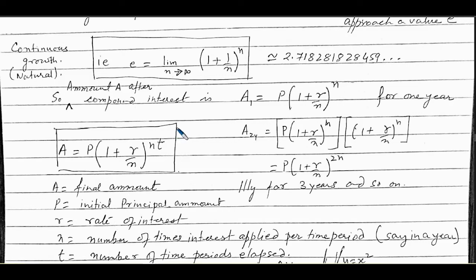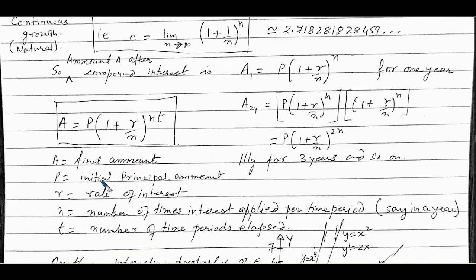So you can write a general formula like this: A is equal to P times (1 plus r by n) to the power nt. Here A is the final amount, P is the initial principal amount, r is the rate of interest, and n is the number of times interest is applied per period, say in a year. If only once a year, n is equal to 1. If bi-yearly, then n is equal to 2. And t is the number of time periods which have elapsed.